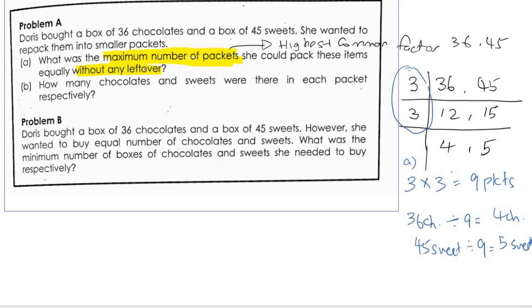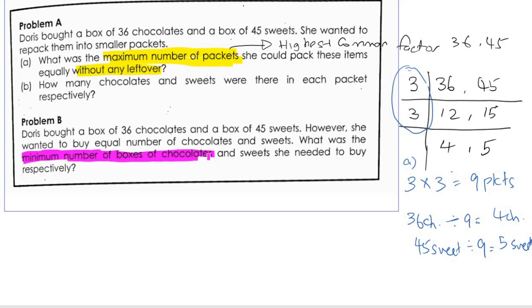Now we go to problem B. Why is it that I put these two problems together? Do you see that the two problems are very similar? But now she wants to buy an equal number of chocolates and sweets. What is the minimum number of boxes? Minimum. Now I'm not looking for maximum, I'm looking for the minimum number of boxes.